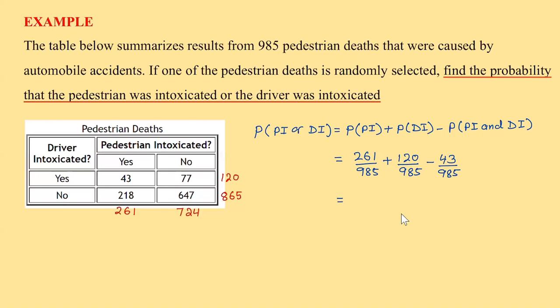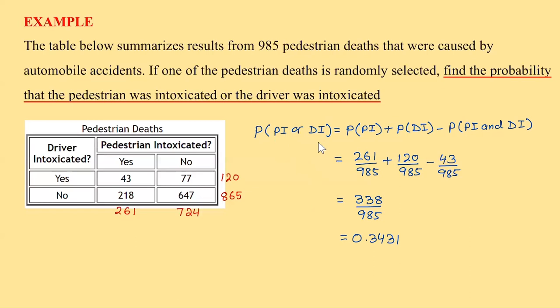That is equal to, now we have the same denominator. So 261 plus 120 minus 43 is 338. 338 over 985. So if we change that to decimal, it is 0.3431. So that is the probability that the pedestrian was intoxicated or the driver was intoxicated.